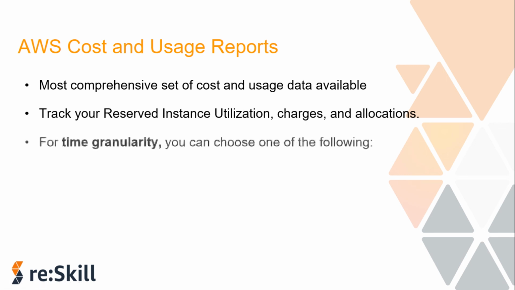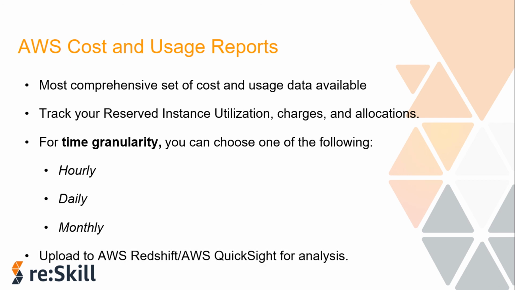For time granularity, you can choose one of the following: hourly, if you want the items in the report to be aggregated by the hour; daily, if you want the report to be aggregated by the day; and monthly, if you want your report to be aggregated by the month. And apart from this, you can upload to AWS Redshift or AWS QuickSight for analysis. The report can be sent there. If you want further analysis of your cost and usage of AWS, you can send it to these two services.